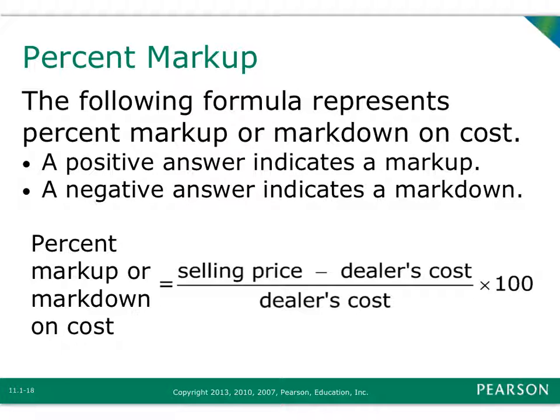Percent markup. The following formula represents the percent markup or markdown on cost. A positive answer indicates a markup. A negative answer indicates a markdown. So our formula is: percent markup or markdown equals the selling price minus the dealer's cost, divided by the dealer's cost, times 100.